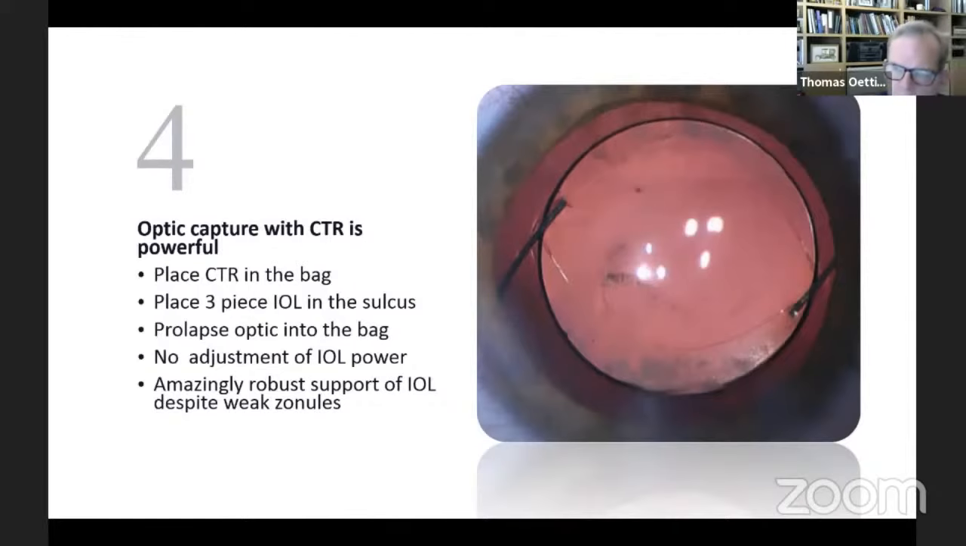There's no adjustment needed for the IOL power. The optic is very close to the effective lens position of being planned for the bag. And so there's no reason to worry much about the power of the optic.